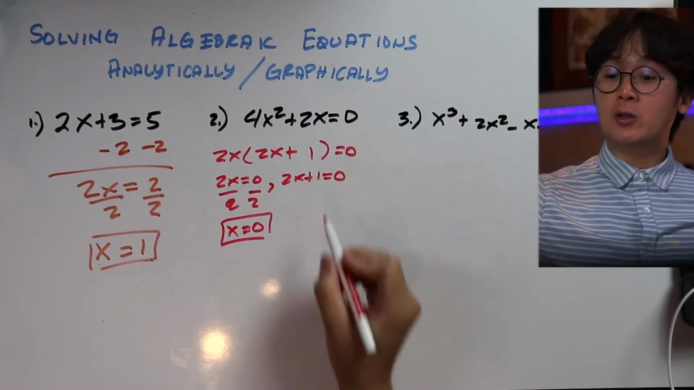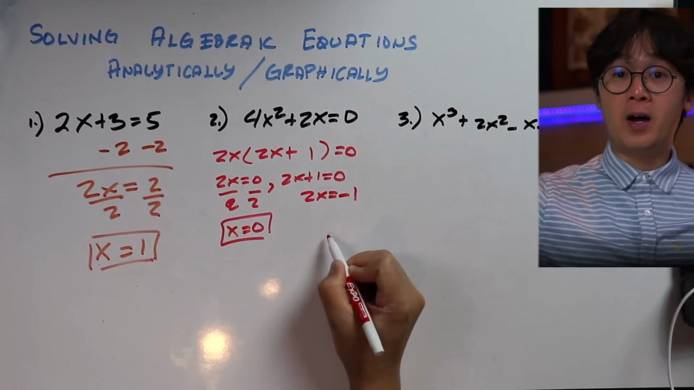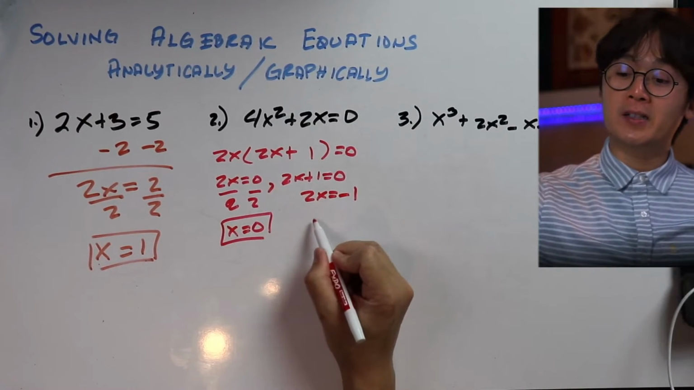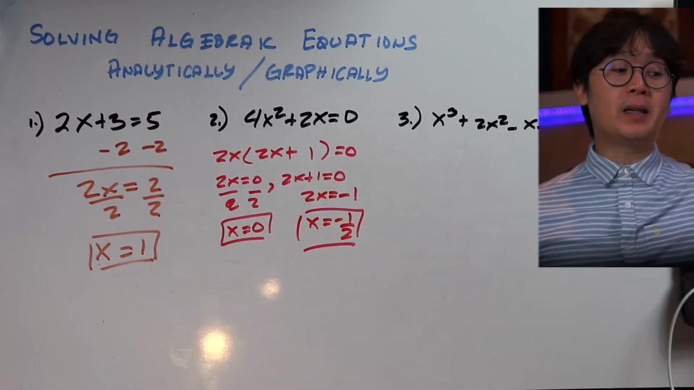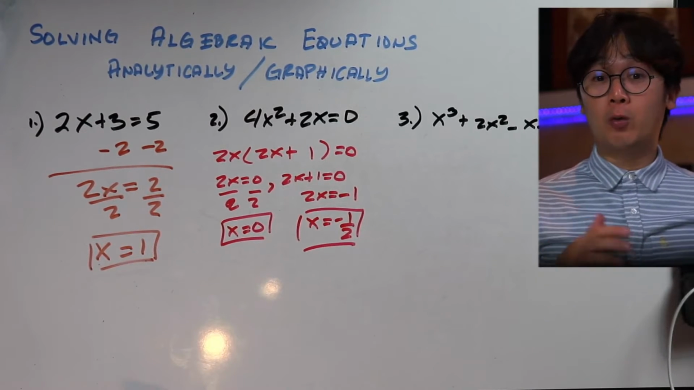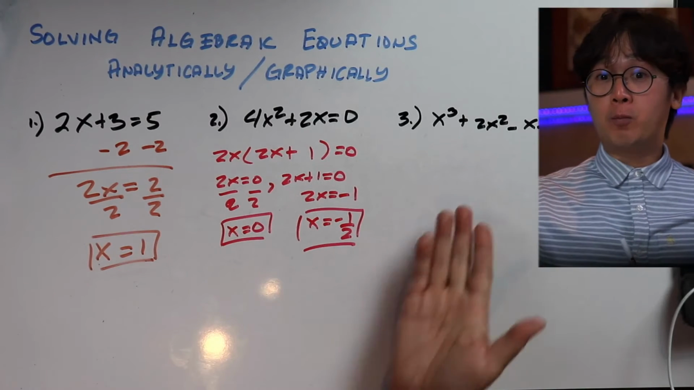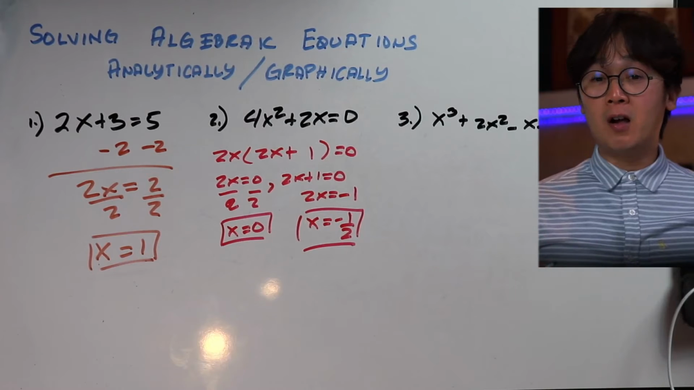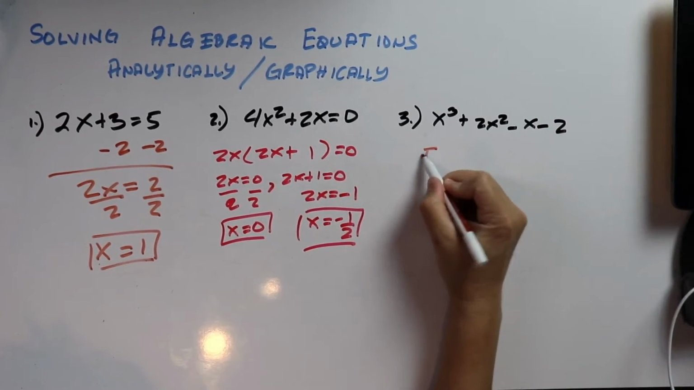And for the second solution, we subtract 1 on both sides. So it's going to be negative 1. And we divide both sides by 2. So x is equal to negative 1/2. So that will be our second solution for our quadratic equation.